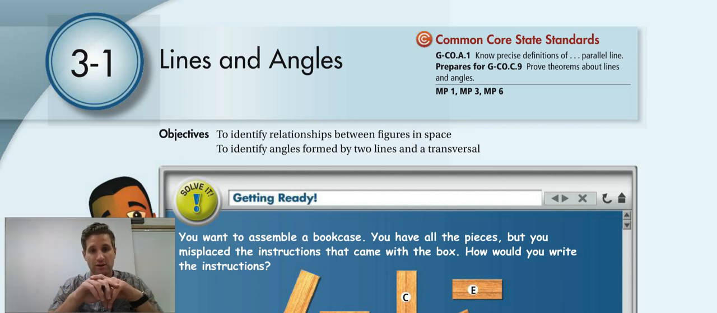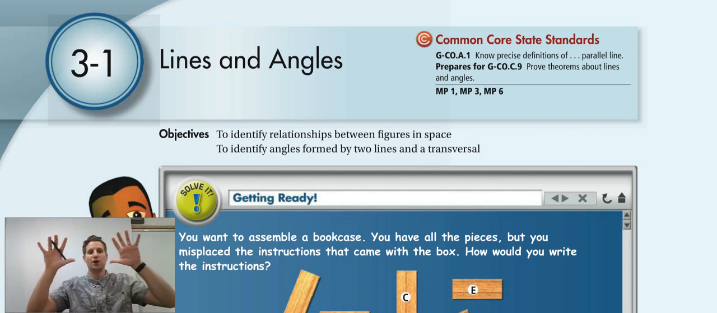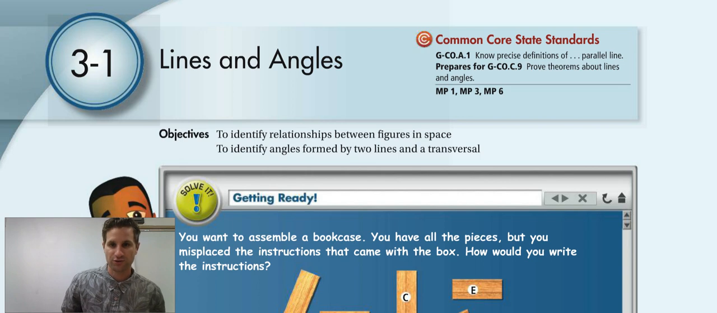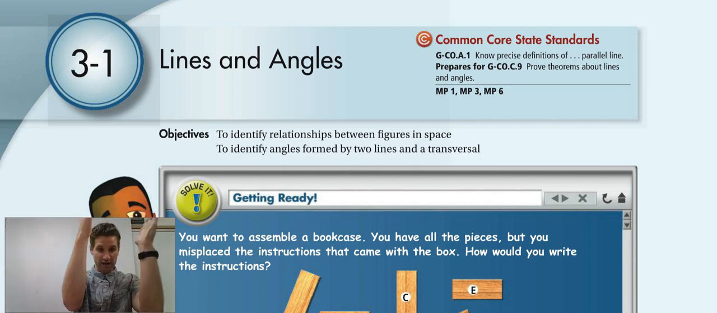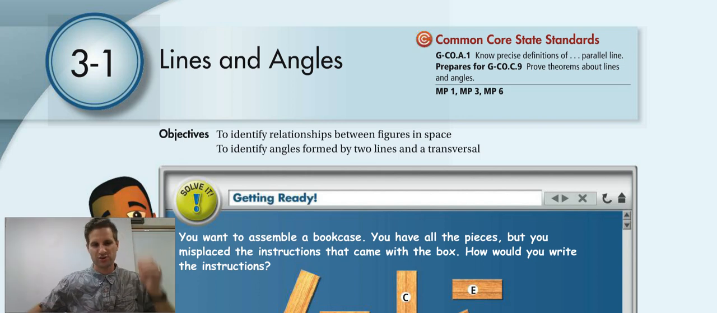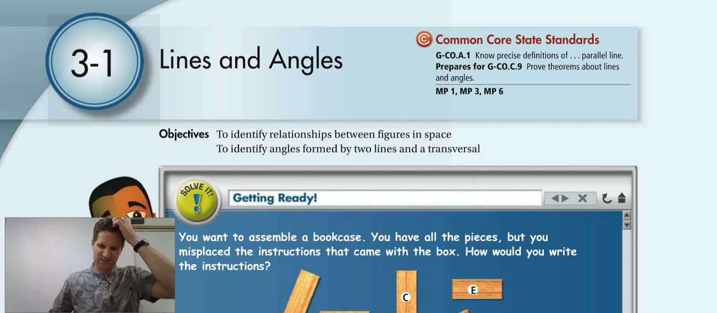Today our objective is to identify relationships between figures in space, and to identify angles formed by two lines and a transversal. A transversal is basically like a line that gets cut or something like that. Okay? We'll talk about it.